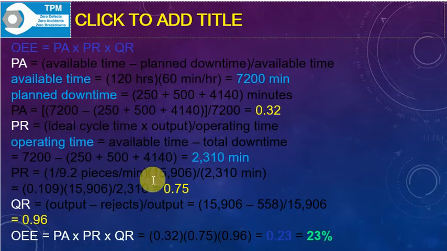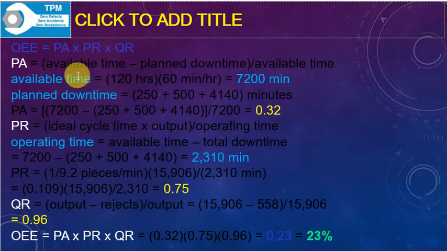Now I will show you how to calculate the OEE. To start, we find out the plant availability. What is availability? Availability is the available time minus the plant downtime, divided by the available time. Available time is 120 hours per week, as given, so we can convert these hours into minutes, which is 7,200 minutes. Then we find out the plant downtimes, which are required to calculate the plant availability.